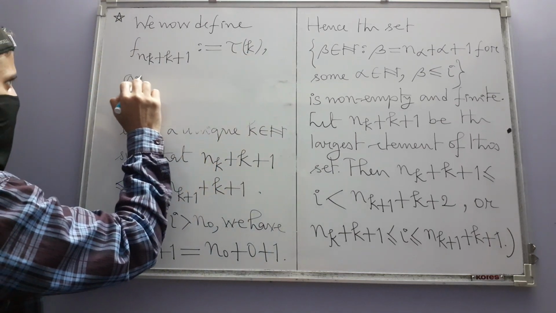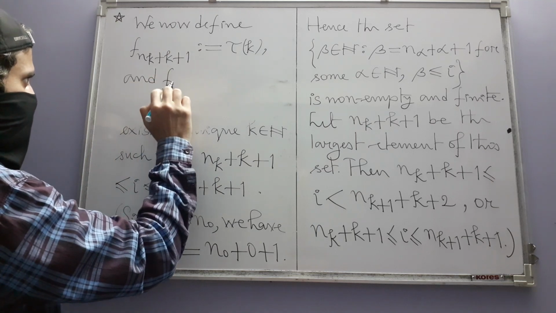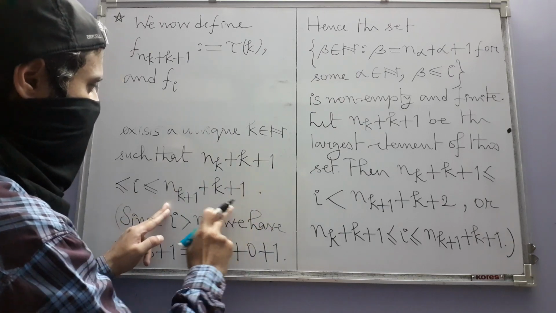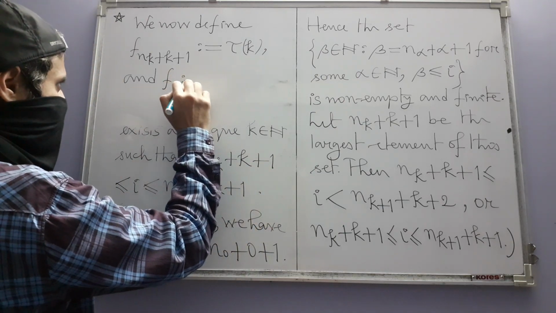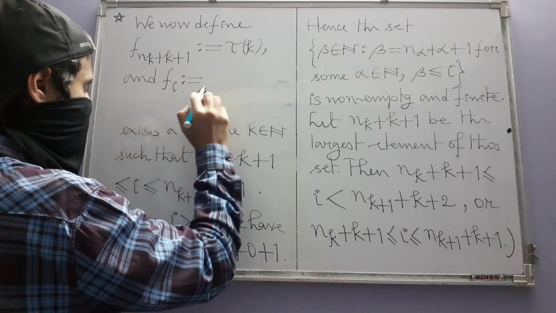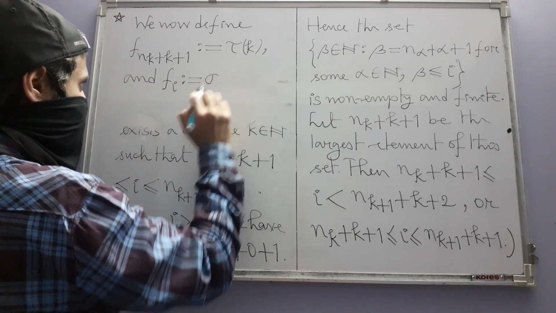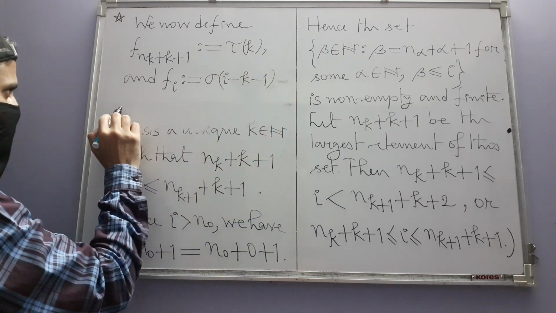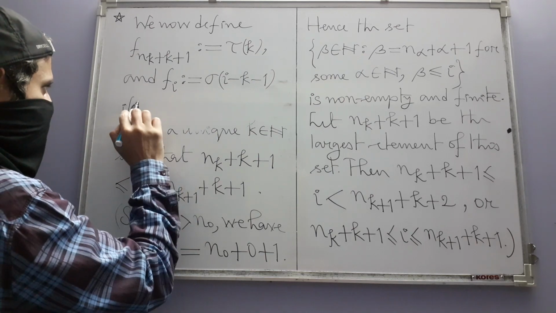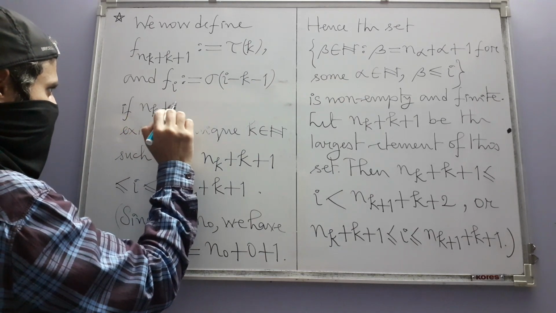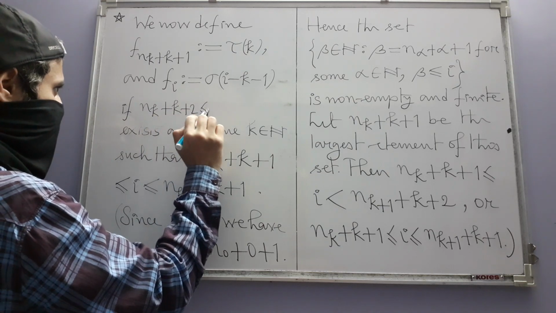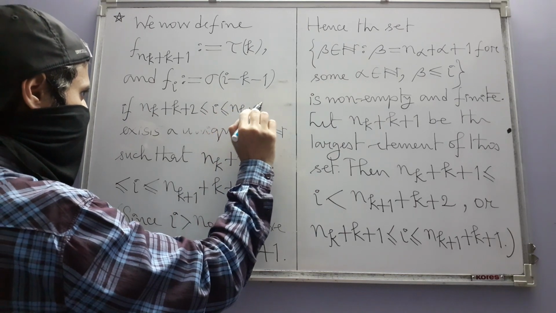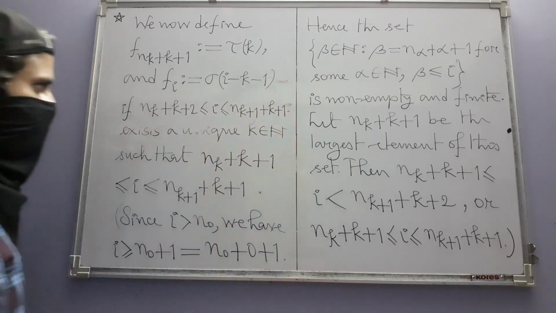And f of i, if i is greater than this but less than or equal to this, then for that kind of i, f_i is defined to be sigma of i minus k minus 1, if i is satisfying these inequalities, okay.